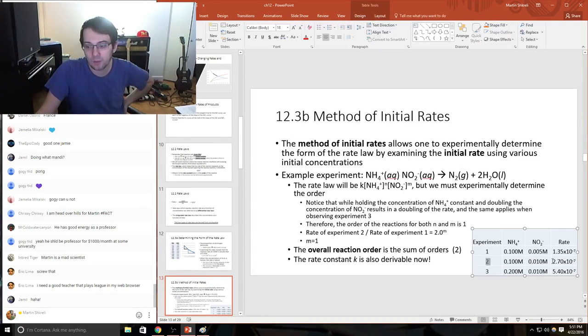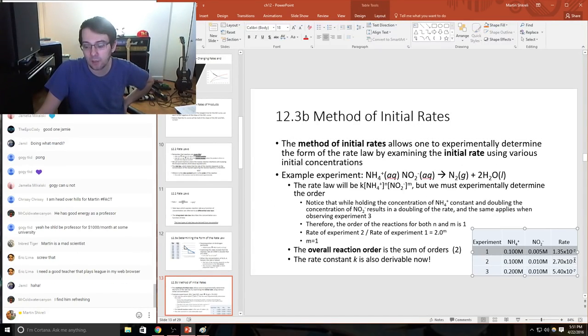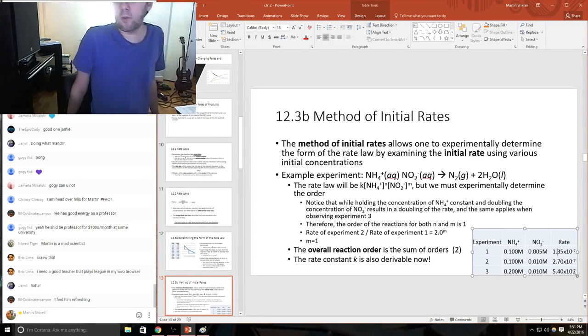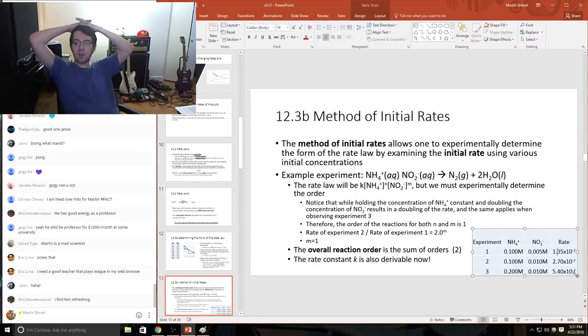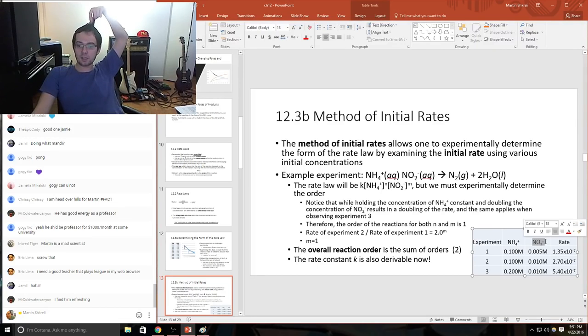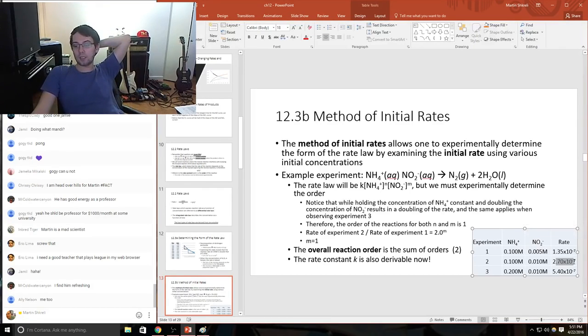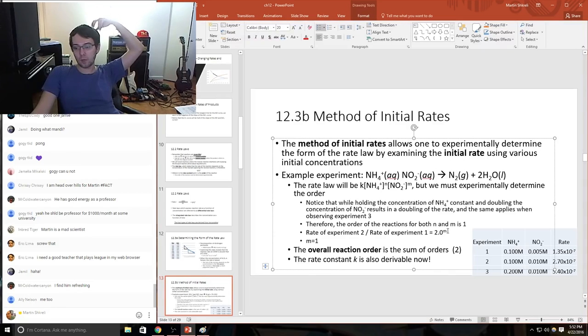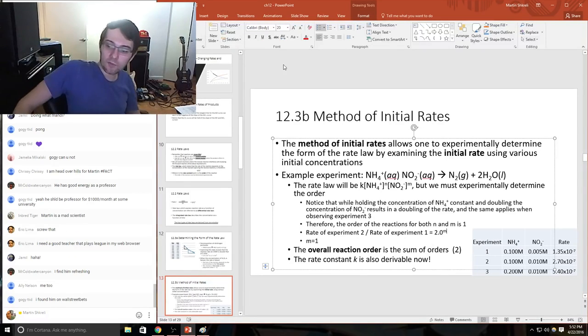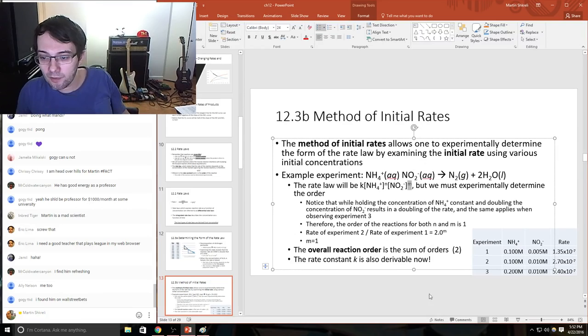One of the ways we can do that is we can take this rate and divide it by this rate. And what we see is the rate is doubled: 2.7 times 10 to the negative 7th is double the rate of 1.35 times 10 to the negative 7th. That's interesting because we doubled the concentration of nitrogen dioxide, and therefore the rate doubled. So if we look at the rate of experiment 2 divided by the rate of experiment 1, the value is 2 to the m. Well, 2 to the m equals 2. What is m? Solving for m means m is 1. 2 to the first power is 2. So the value of m is 1.